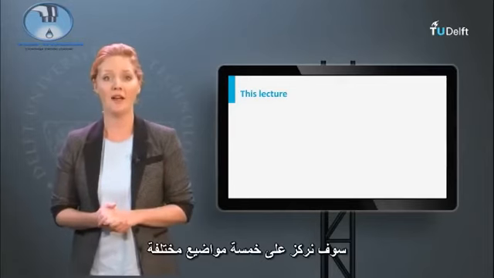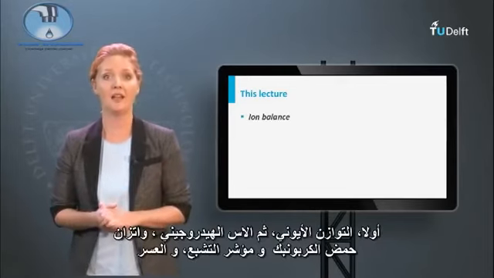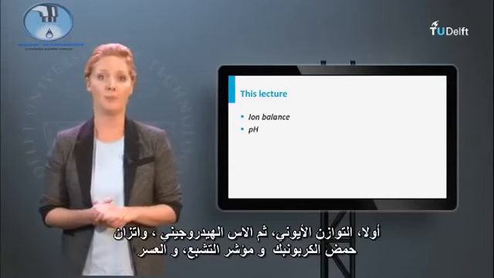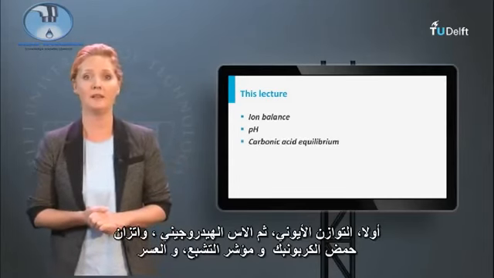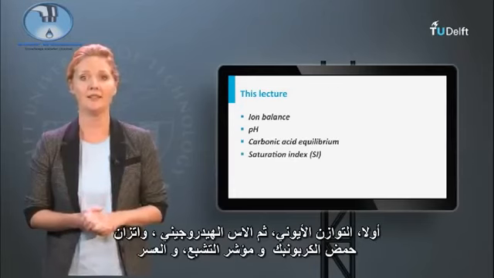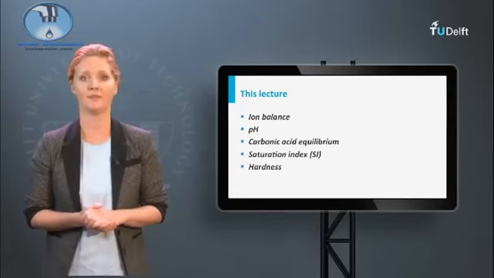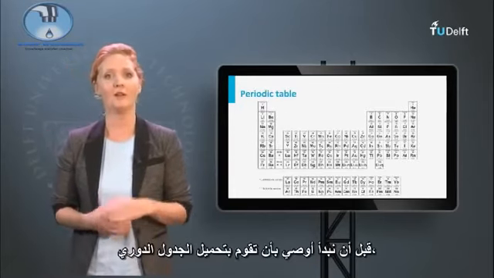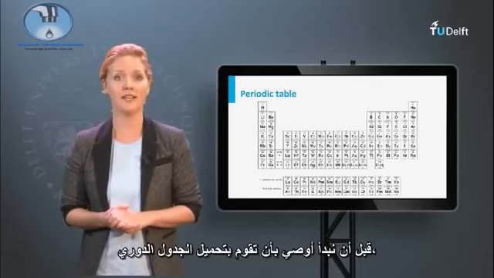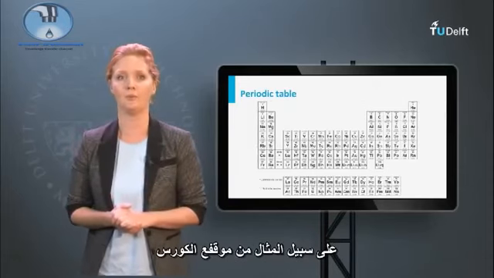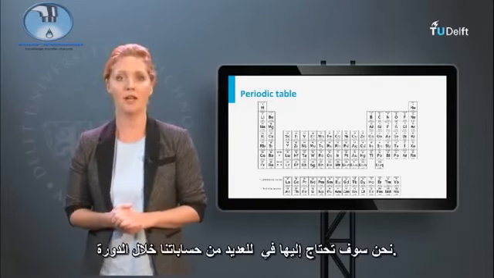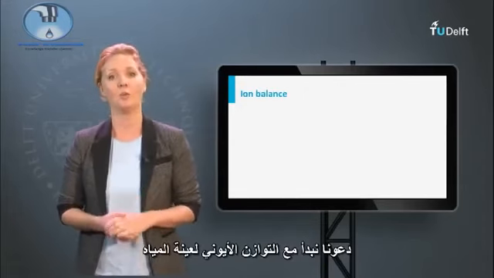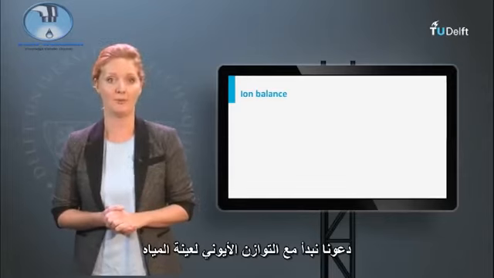We will focus on 5 different topics. First, ion balance, then pH, carbonic acid equilibrium, saturation index, and hardness. Before we get started, I recommend that you download the periodic table, for example, from the course platform. We will need it for many of our calculations during the course. Let's get started with the ion balance of a water sample.